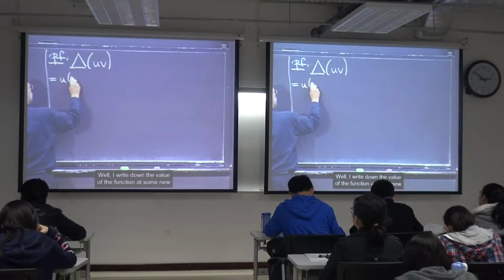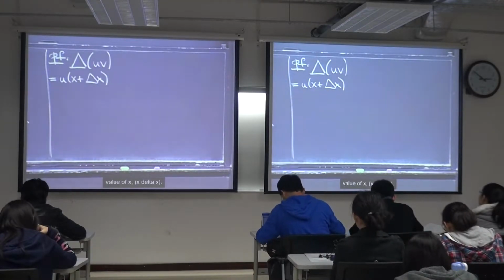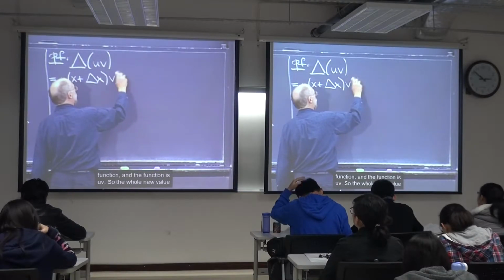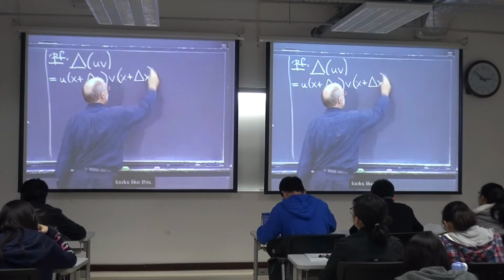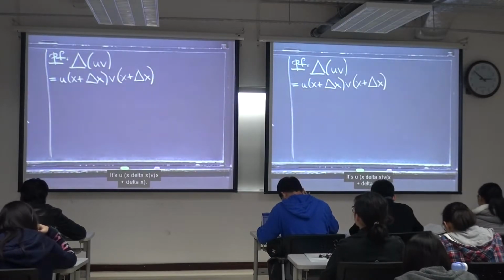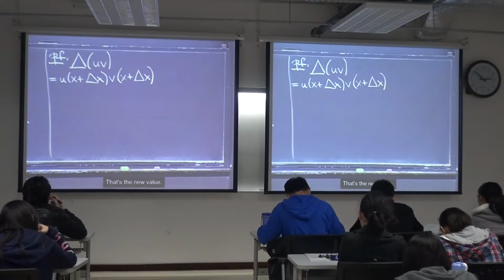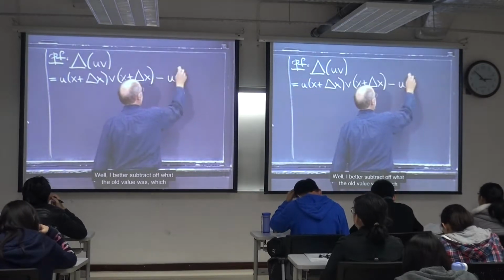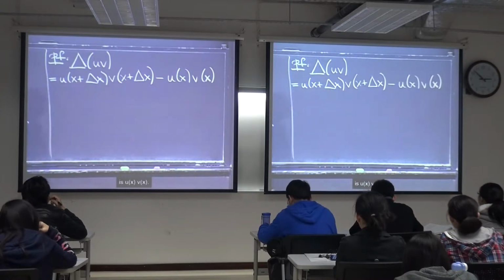Well, how do we compute the change? I write down the value of the function at some new value of x plus delta x. Well, I better write down the whole new value of the function, and the function is u times v. So the whole new value looks like this. It's u of x plus delta x times v of x plus delta x. That's the new value. But what's the change in the product? Well, I better subtract off what the old value was. u of x times v of x.